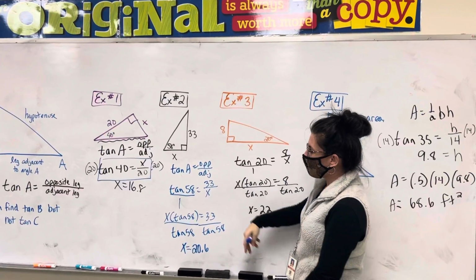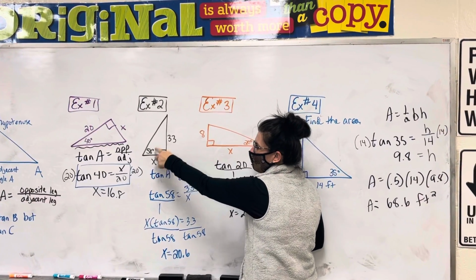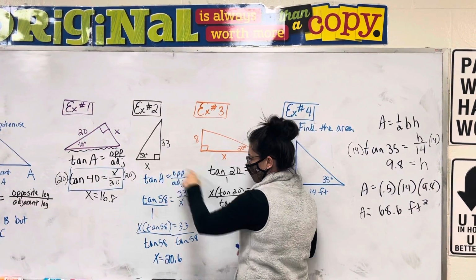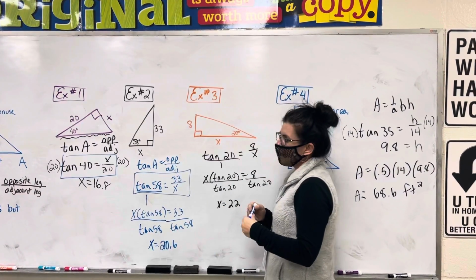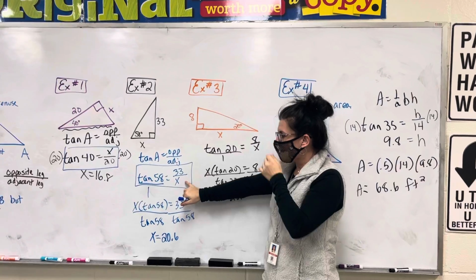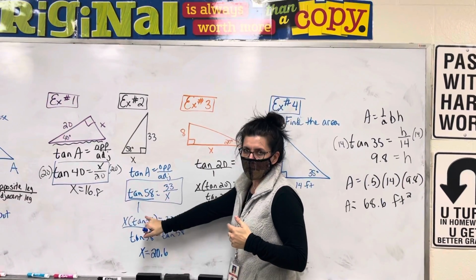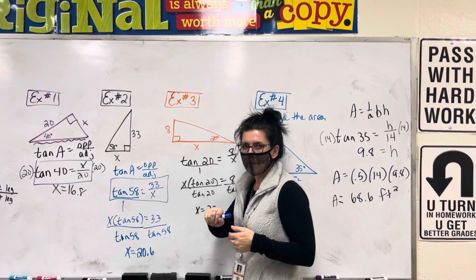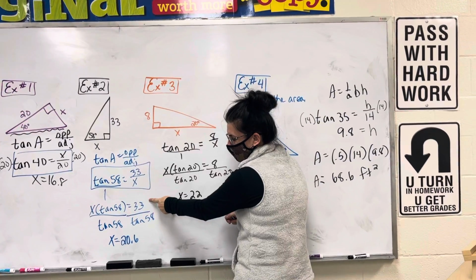Example 2, very similar kind of problem. We're going to do the tangent of 58 equals opposite over adjacent. That's where this comes from. In order to solve this, because our x is in the denominator, we have to get that x out of the denominator. So I created a proportion by putting a 1 under the tangent of 58, and I did cross products. That's where this came from.